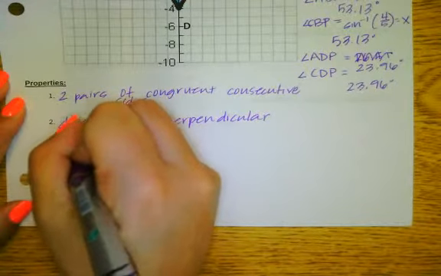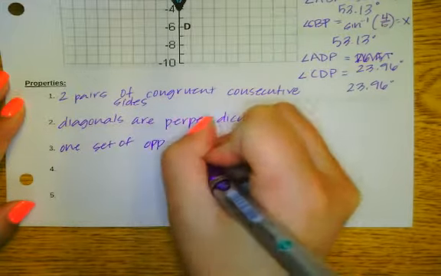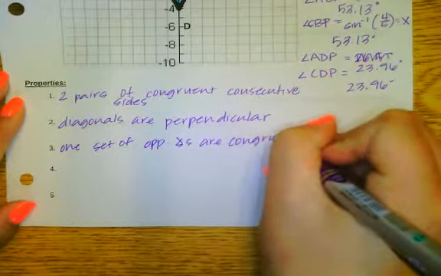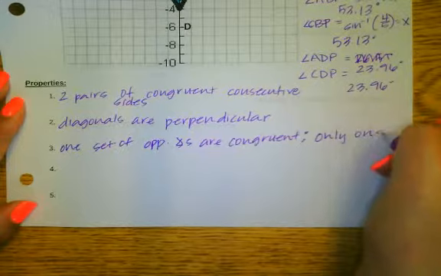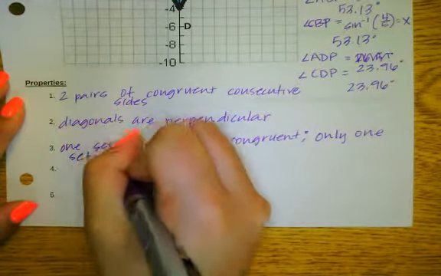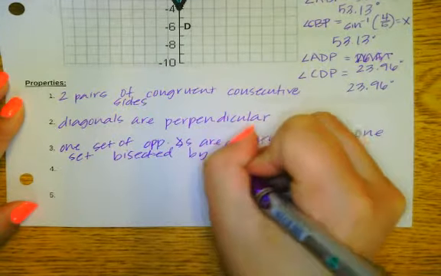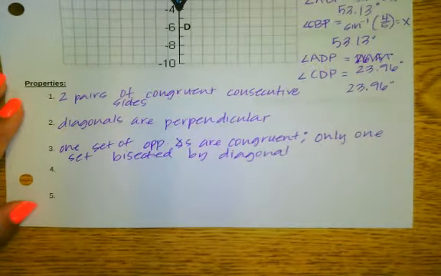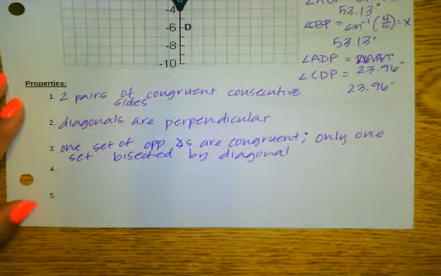3. One set of opposite angles are congruent. Only one set bisected by a diagonal. Okay, so you have one set of opposite angles congruent, and then the other set is bisected. So you have one set that's congruent, the other set is bisected.